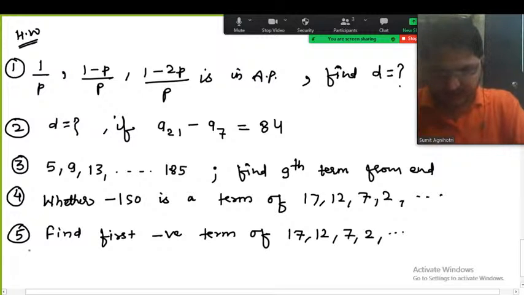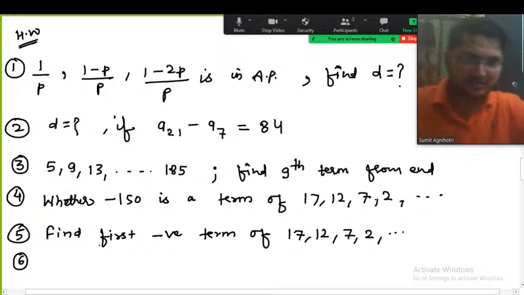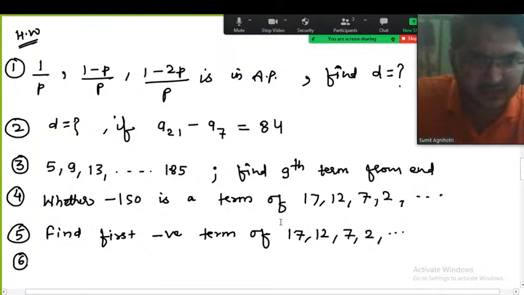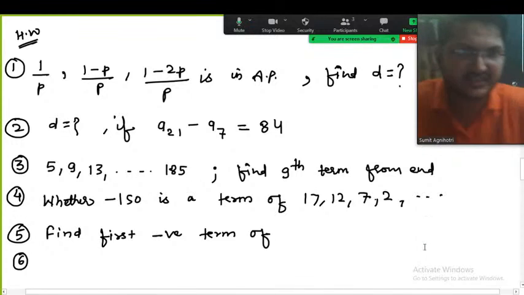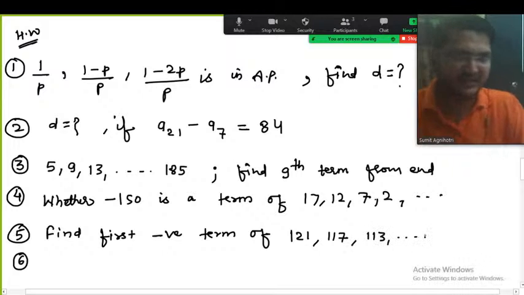But I will give one more question based on the same topic that will be quite logical, because this one is quite easy as it is a smaller AP. If I change this AP, it will be quite logical. Let's say my first term is 121, the next term is 117, the next one is 113. Now I want you to figure out the first negative term. It will now be more logical.